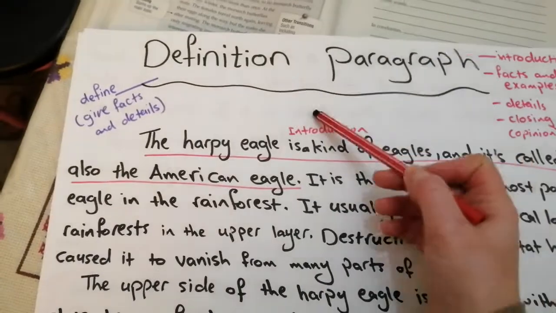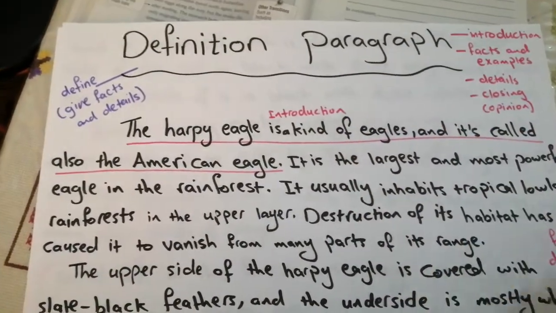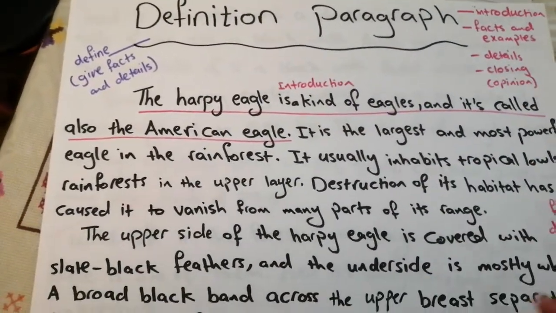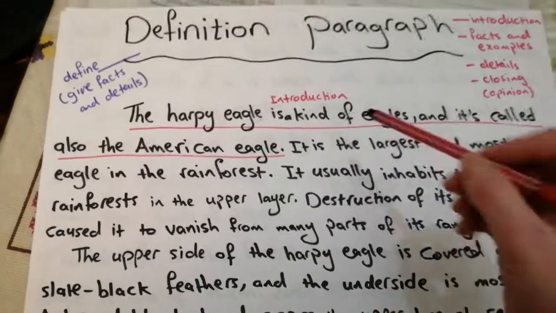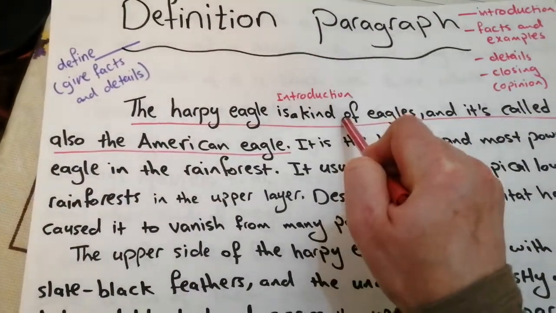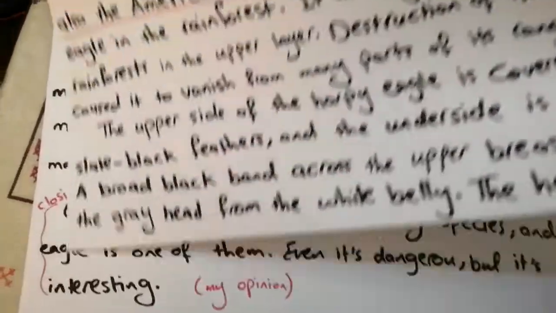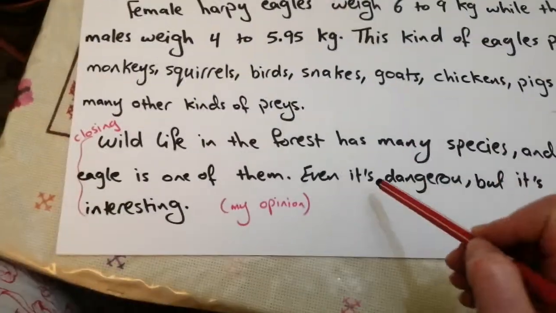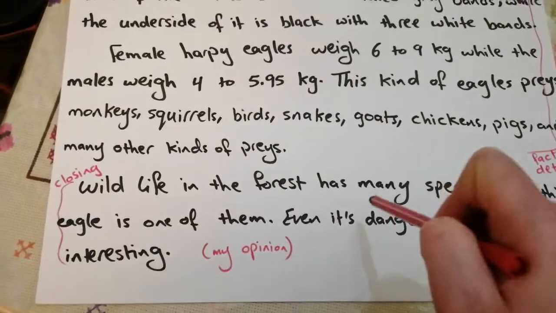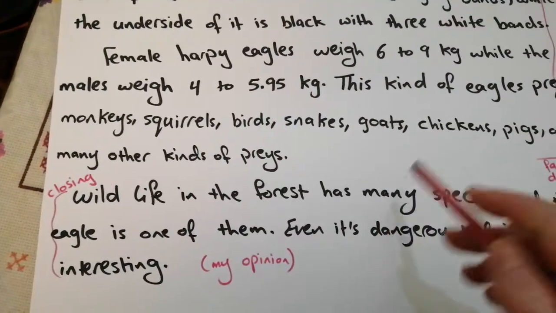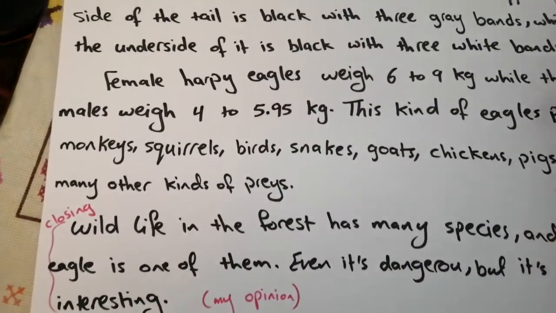So again, in a definition paragraph, you are writing facts, details, and information about a specific topic. You start with an introduction that shows what you are writing about. In the body, you are writing facts and details about this topic. Then in the conclusion, you close it by writing your opinion and something special about your topic.